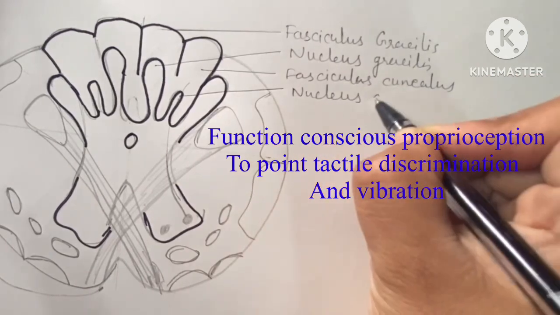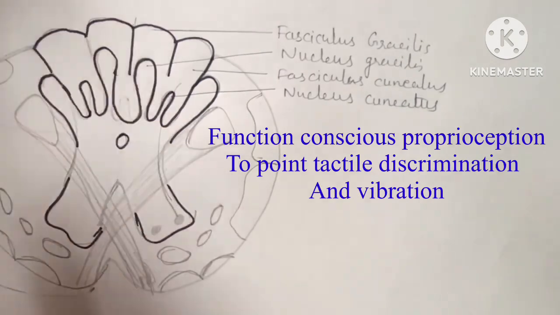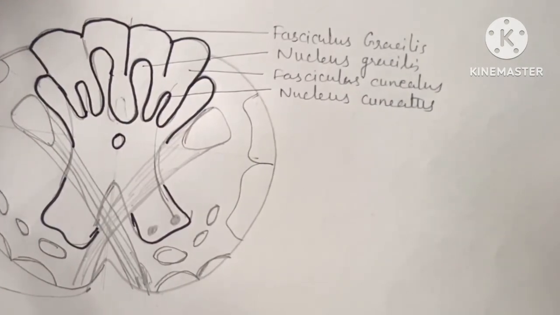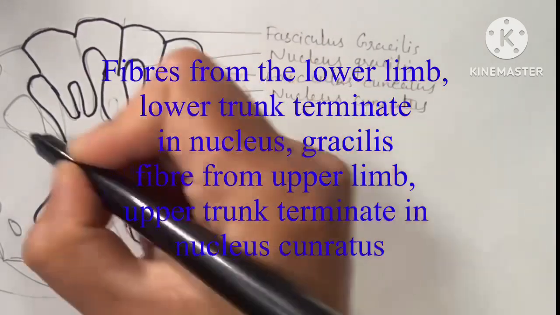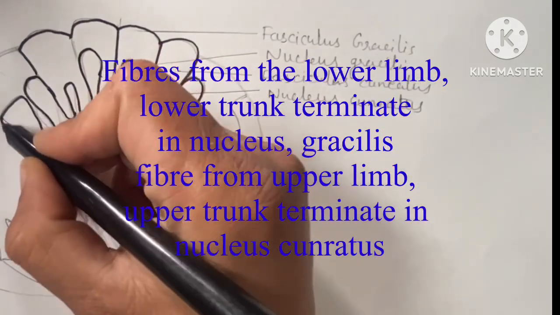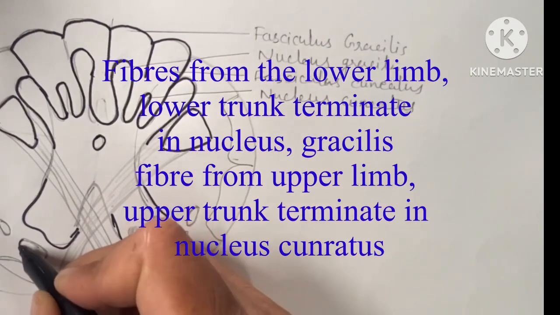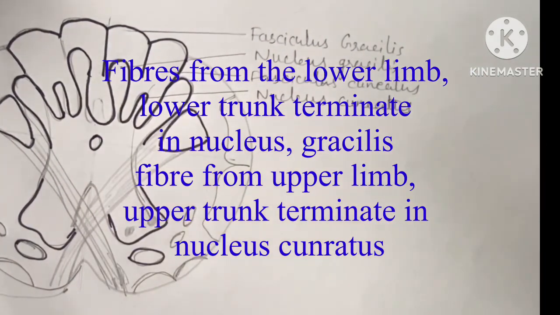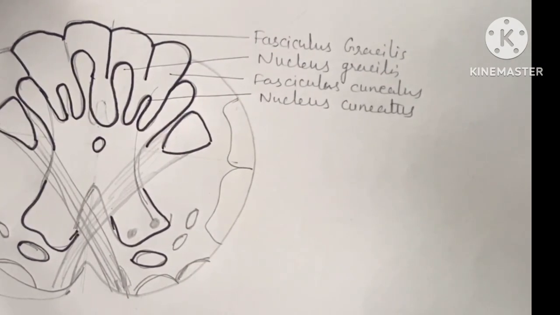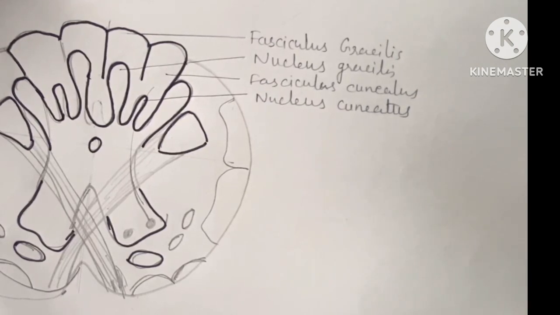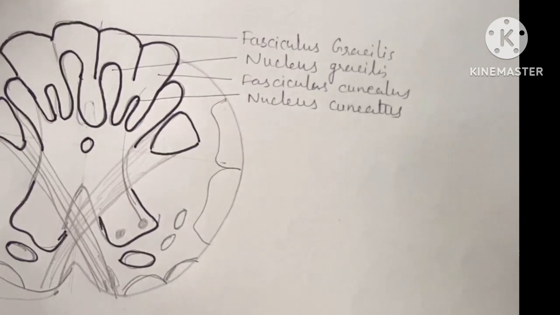So the function of this tract is conscious kinesthesia or conscious movements. So it has joint sense, vibration sense, two-point discrimination, stereognosis and conscious kinesthesia. So these are the functions of the fasciculus gracilis and fasciculus cuneatus.